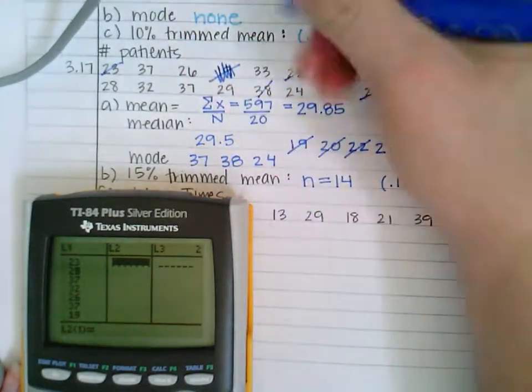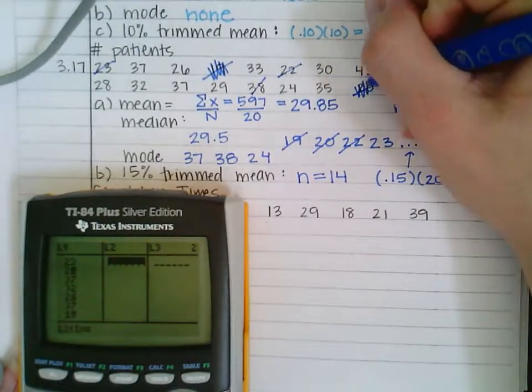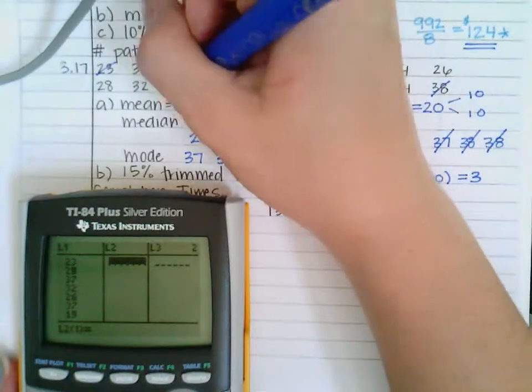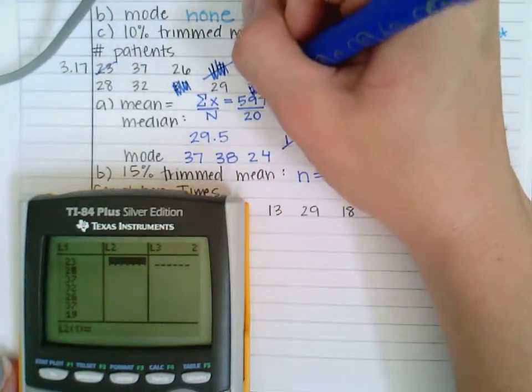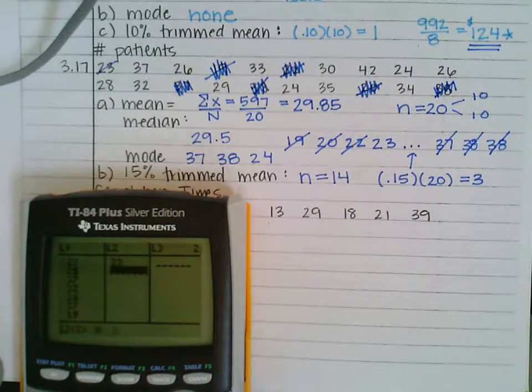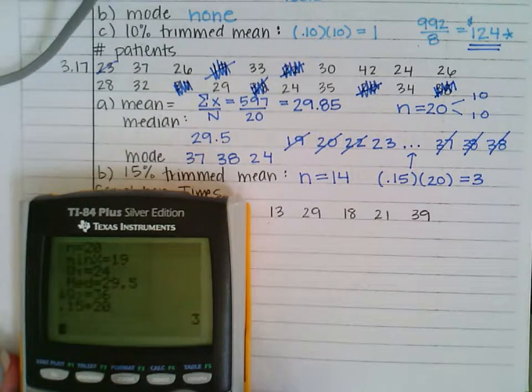So we're not putting in 19, we're not putting in 20, we're not putting in 22, we're not putting in one of the 37s or both of the 38s, okay? And you can just create a new data list here. Okay, and you should have 14 data points there. Now just be careful when you go back to calculate, you do have to say, okay, now I want to use list 2.